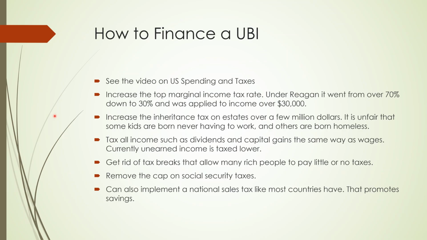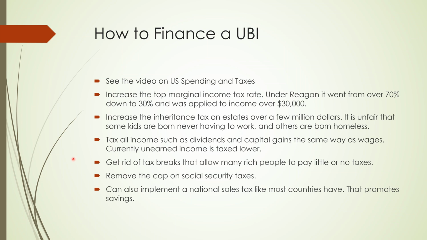Increase the inheritance tax on estates over a few $1,000,000. It's unfair that some kids are born never having to work and others are born homeless. Tax all income, such as dividends and capital gains, the same way as wages. Currently, unearned income is taxed at a lower rate.